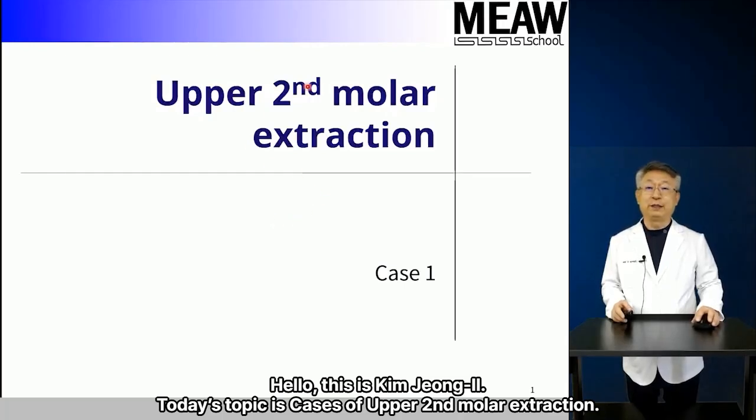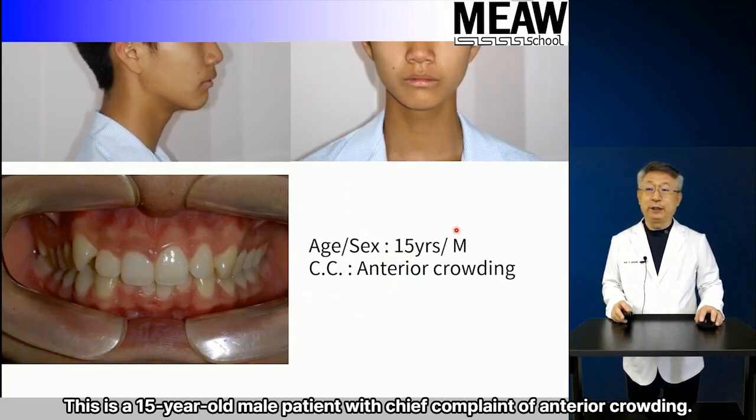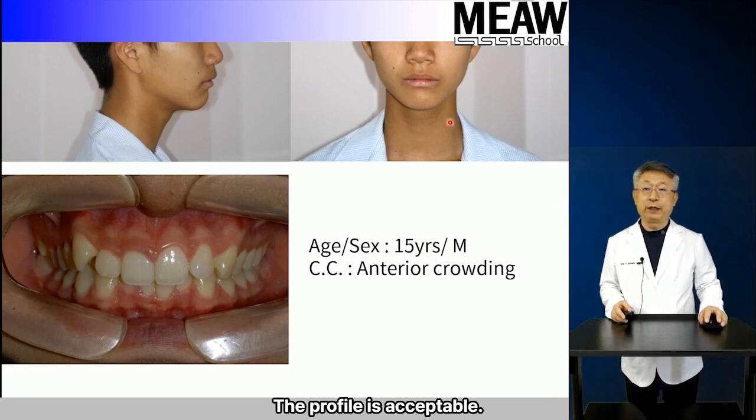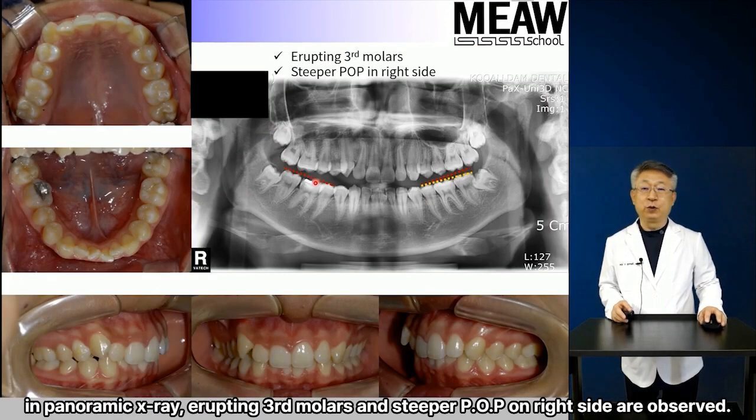Today's topic is cases of upper second molar extraction. This is a 15-year-old male patient with chief complaint of anterior crowding. The profile is acceptable. In panoramic X-ray, erupting third molars and steeper POP on right side are observed.